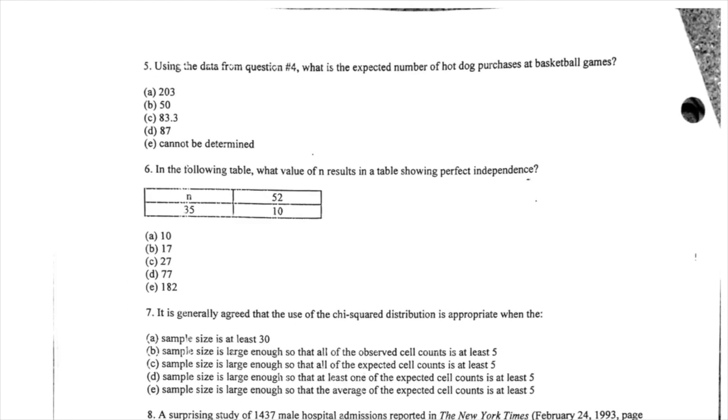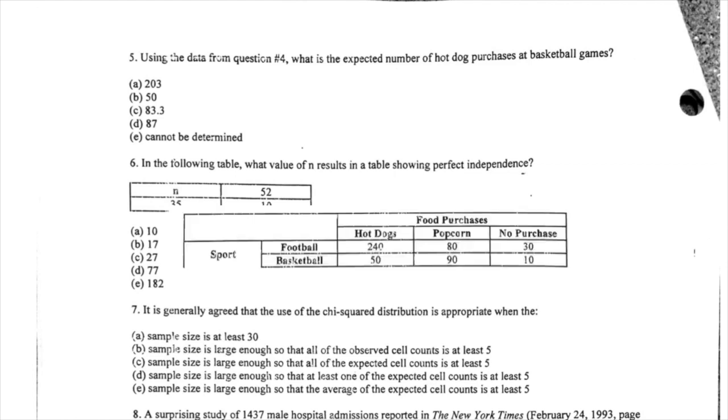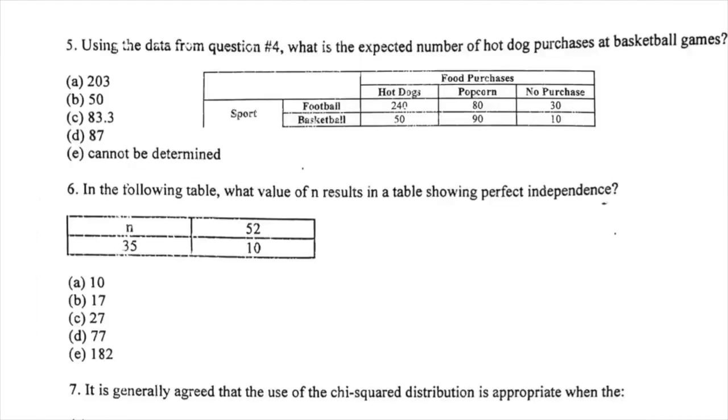In this example, number 5, it says from the data from number 4, what was the expected number of hot dog purchases? If we go back and look at that, I took a quick picture of this so we can bring it to the other page. For the test you did, you could go look at your matrix B. But it's asking me for the expected for a hot dog at basketball, right? So I'm looking to find this expected cell, right?